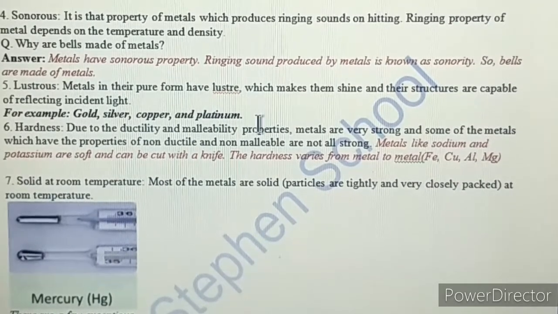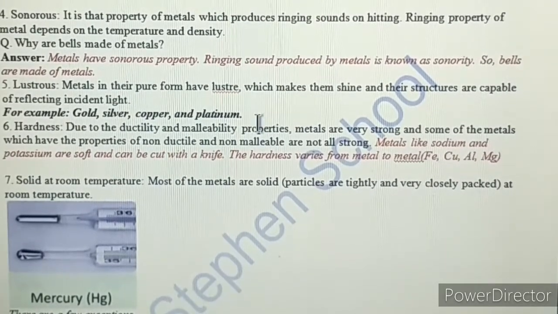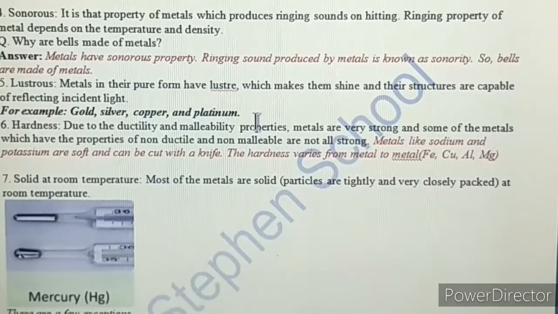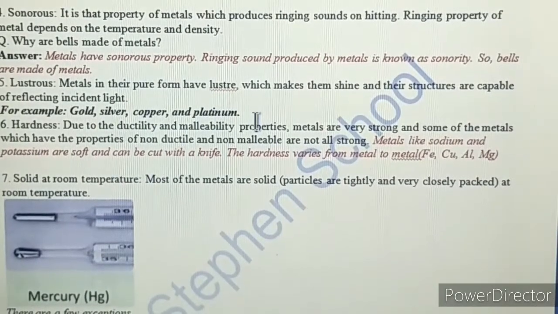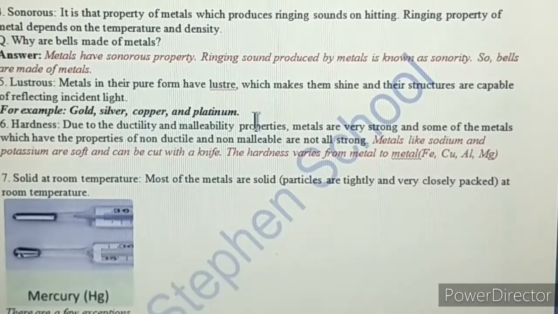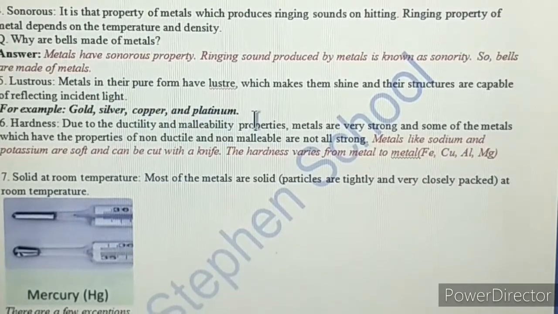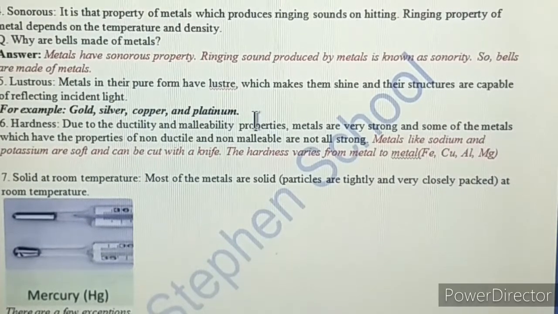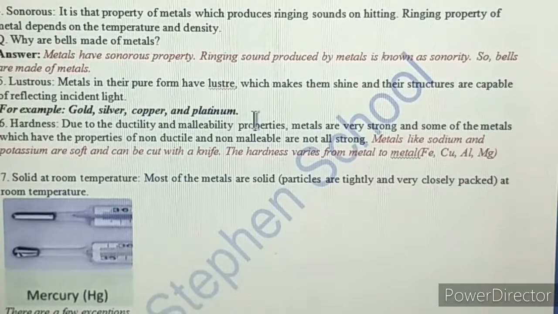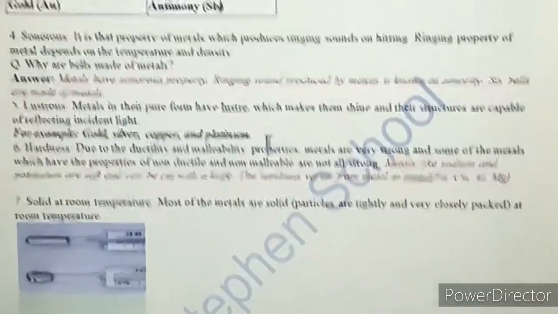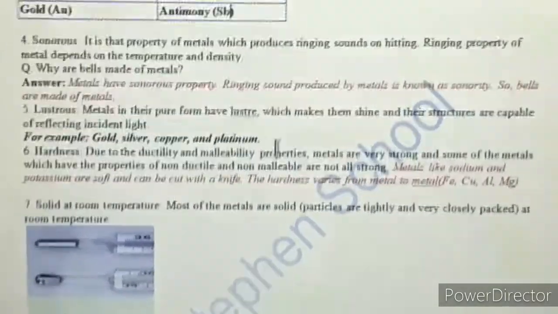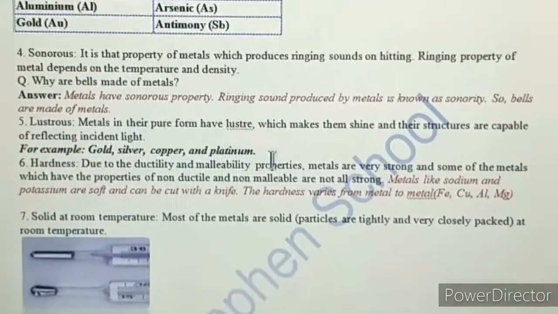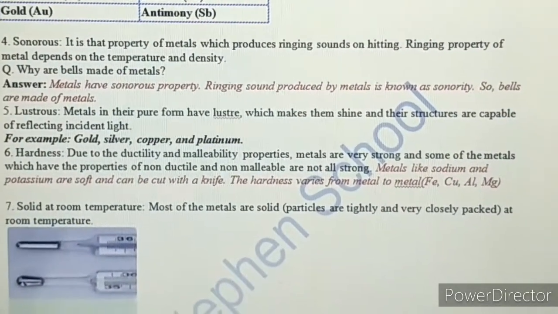For example, gold, silver, copper and platinum. You must have seen gold and silver jewelry, copper vessels, copper wire; all these have shine. They all have their natural luster. Iron also has its natural shine. So metals have one more property, that is lustrous.